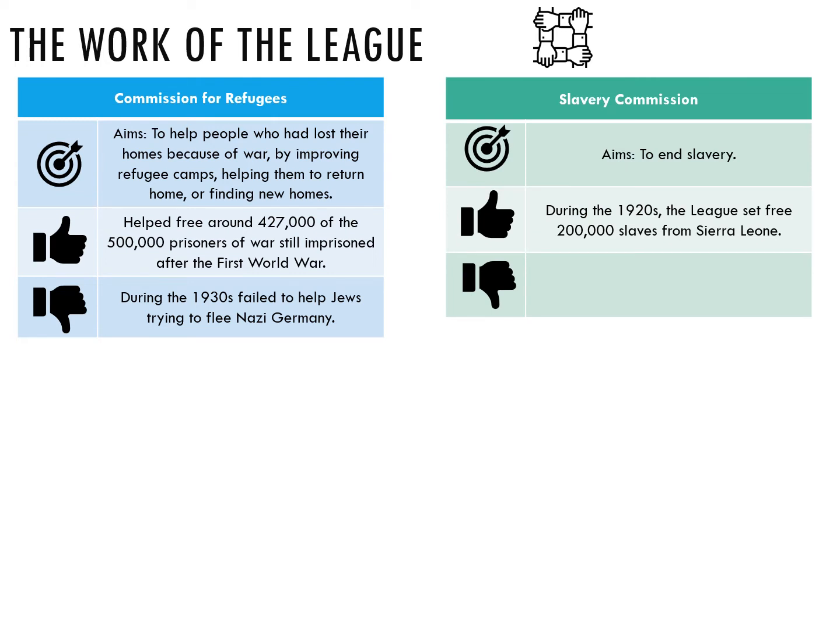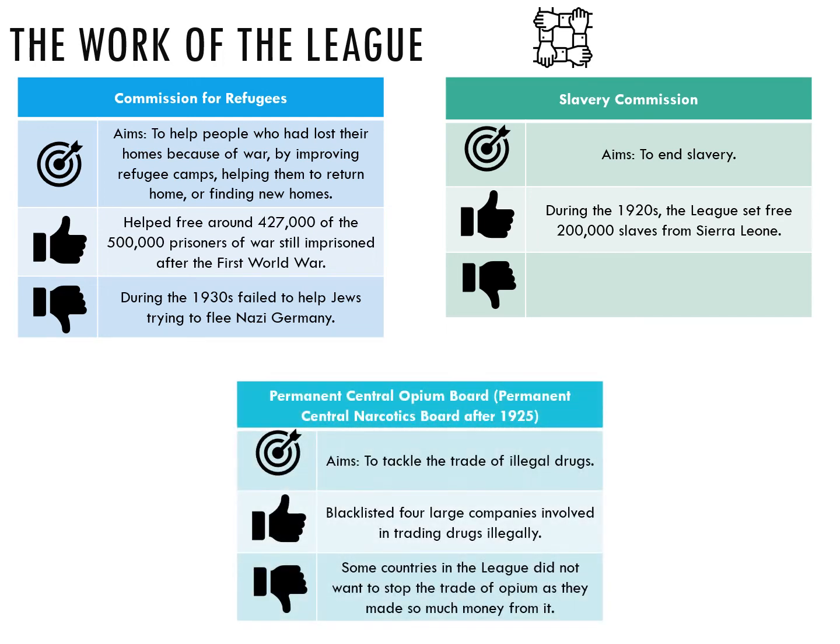The Slavery Commission was obviously designed to end slavery. They were successful in that they helped to abolish slavery in Sierra Leone in 1928, where they set free 200,000 slaves. And then we've got the Permanent Central Opium Board, which were trying to tackle the trade of illegal drugs.